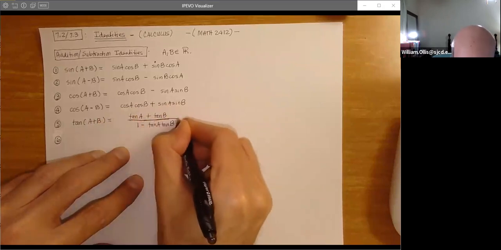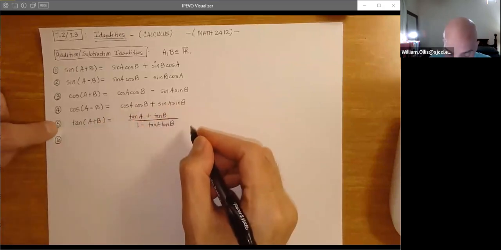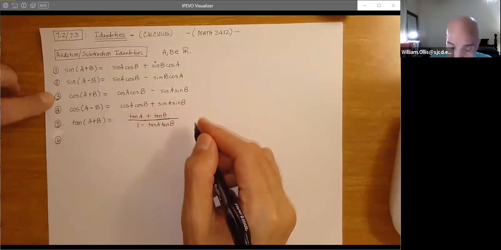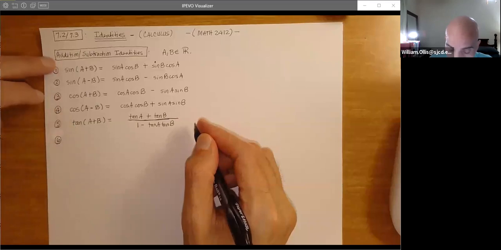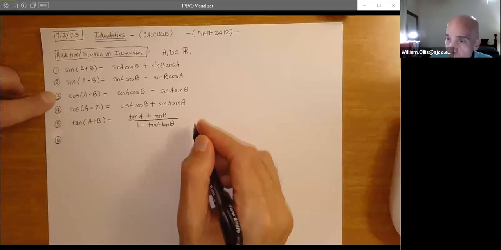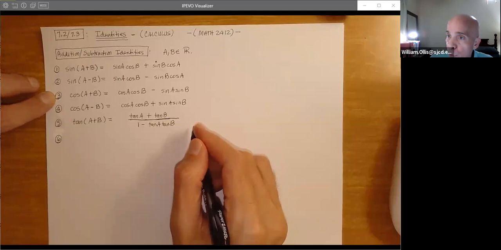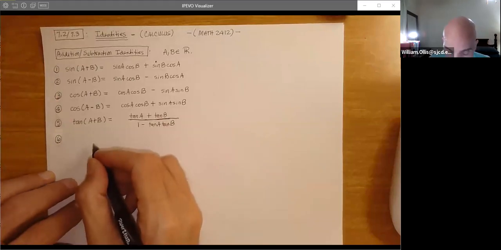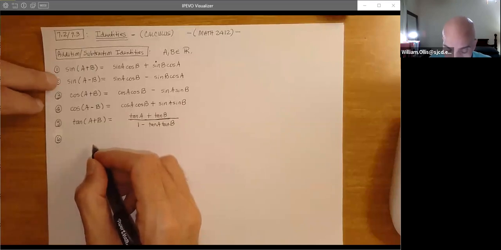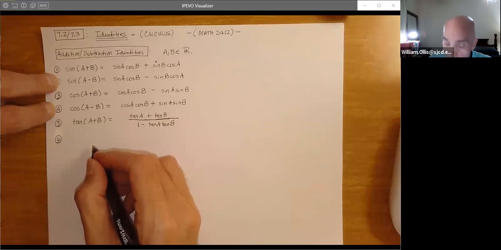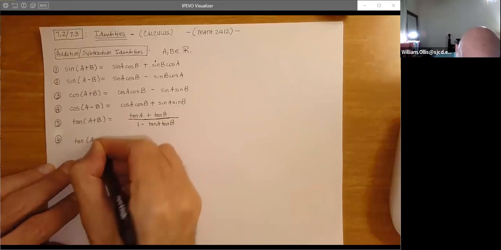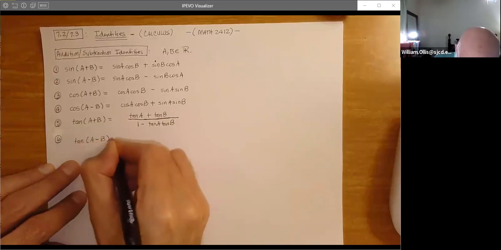So again, this is easy to prove by just taking the ratio of, in this case, 1 to 3, because tangent of A plus B is just sine of A plus B divided by cosine of A plus B. So that's a very simple proof, very algebraic. And then for 6, we just do the same thing. We think of taking the ratio of sine of A minus B over cosine of A minus B. So again, what happens here is that the pluses and minuses just interchange.